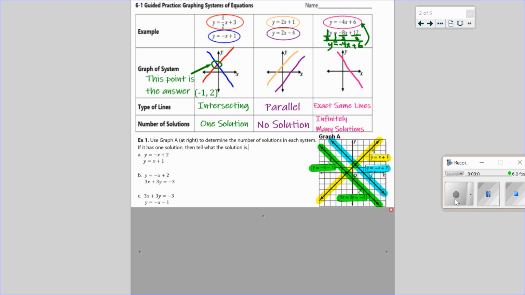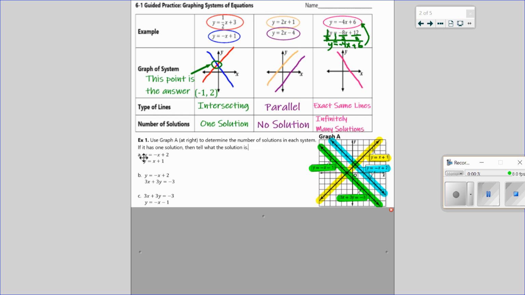Okay, so now we're going to move on to the example below the table where it says, example 1, use graph A at right to determine the number of solutions in each system. If it has one solution, then tell what the solution is. So in this case, obviously they've already done the graphing for you. You just have to find the two lines and then use the table that we just made to figure out how many solutions it has.